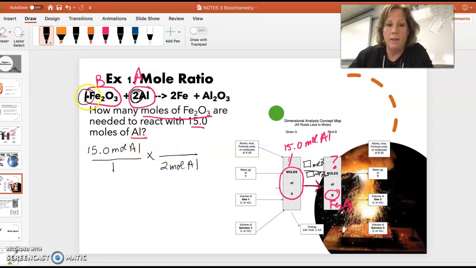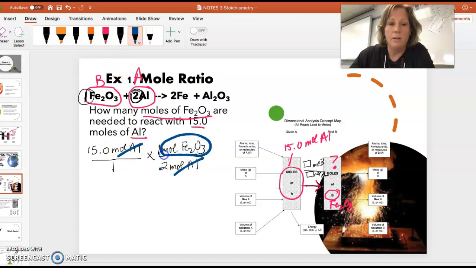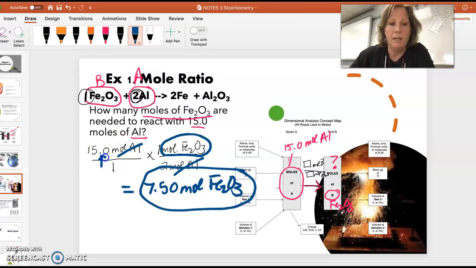And then I would put the substance of what I'm looking for, which is B, the moles of the Fe2O3. So you can see my moles of aluminum cancel, and I end up with moles of Fe2O3. When I calculate this, it's going to be 7.50 moles of Fe2O3. I'm doing sig figs based on this beginning number.